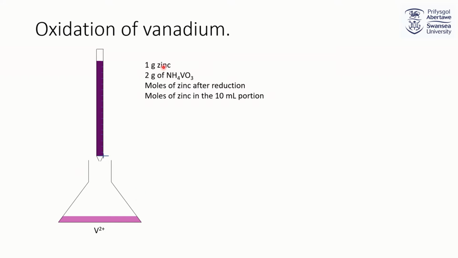Knowing that the reductions have a stoichiometry of 2 moles of zinc to 1 mole of vanadium, it can then be calculated how many moles of zinc you should have left in the solution. From this, you could work out how many moles of zinc are actually in the 10 ml aliquot that you're using.